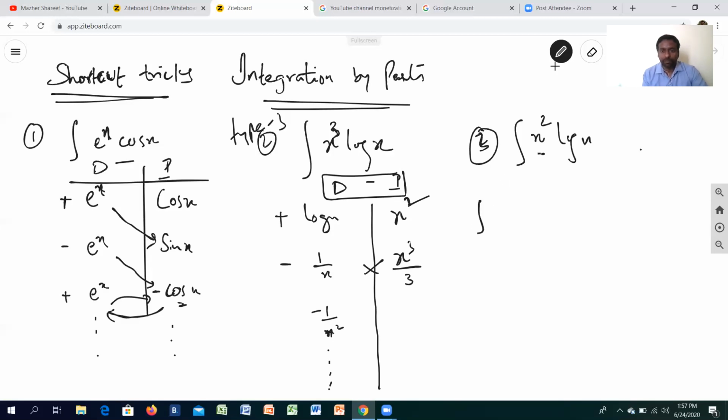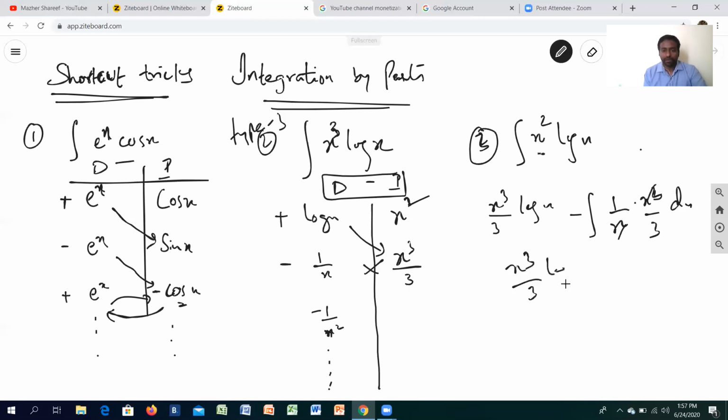So how should you go about it? Multiply this one first, so x cube by 3 log x. I'm working out this solution. Then minus integral 1 by x times x cube by 3. Upon cancellation, what will it give me? Upon cancellation, it will give me x square.